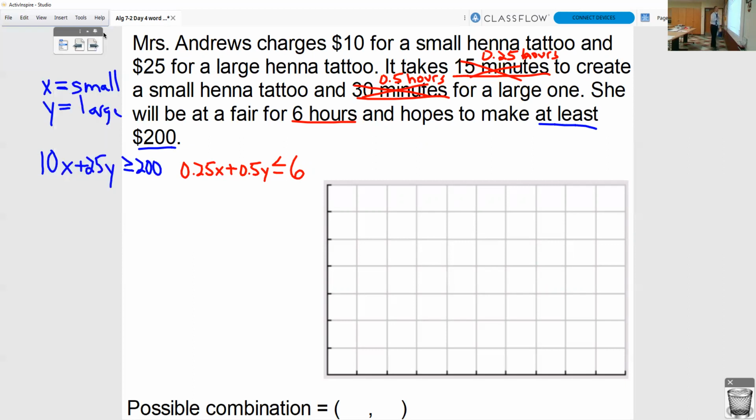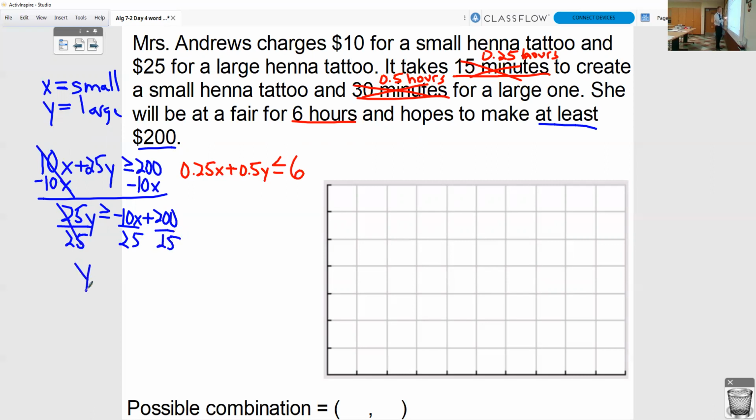What you want to do next is rearrange them for y equals. So minus 10x and minus 10x to get the y all by itself. You can't do a negative 10x plus a 200, but we can switch it around to be in y equals mx plus b form. Divide by 25s. So y is greater than, now here, negative 10 over 25.